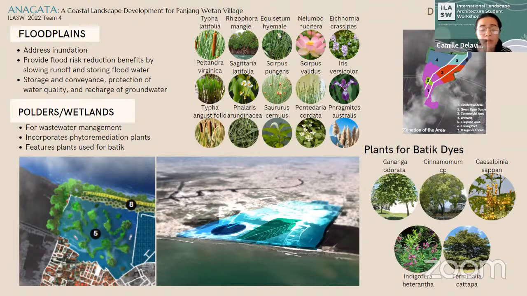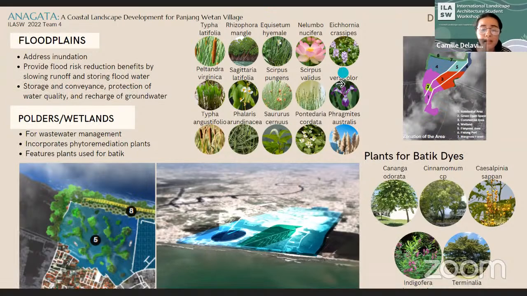The wetland will also be utilized for wastewater management, which will incorporate phytoremediation plants for the extraction of contaminants in the water. The open areas near the wetlands will be used for an ecotourism park featuring plants used for batik. Some phytoremediation plants suitable for the wetlands are namely the Typha latifolia, Rhizophora mangle, Equisetum hyemale, and so forth. And for the batik dyes, these are the Cananga odorata, Cinnamomum, Caesalpinia sappan, and so on.